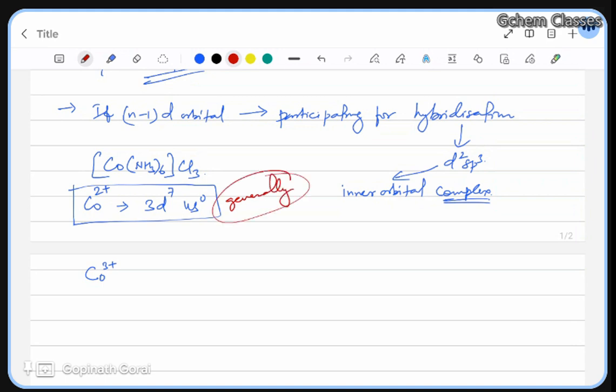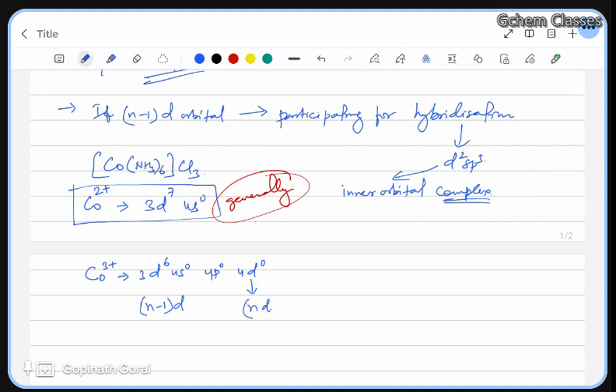Okay. But for cobalt 3 plus, I'm asking. So it will be 3d6 4s0. And then we know that if we have 4s, then we will have 4p also, that is also 0, and we will have 4d, that is also 0. Now, you just see here 3d means it is n minus 1d, right? If it is 4d, then it will be nd.